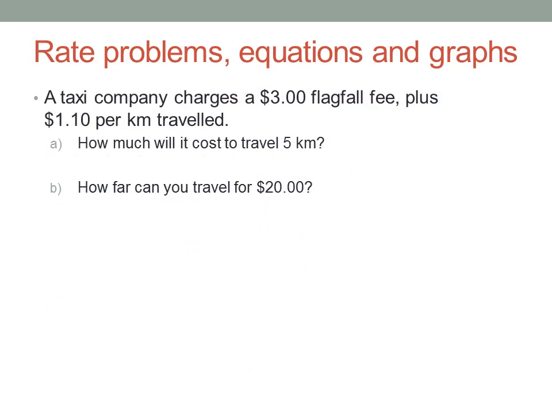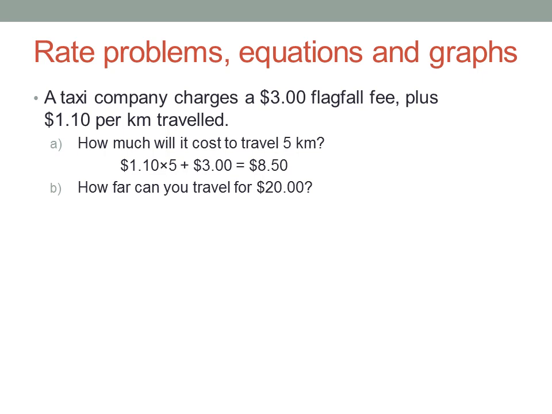Another example just like that one. A taxi company charges a $3 flagfall fee plus $1.10 per kilometre travelled. You get charged $3 just to get into the taxi, plus another $1.10 per kilometre. How much will it cost to travel 5 kilometres? Well, that's going to be $1.10 times 5 kilometres plus the $3 flagfall fee, a total of $8.50.